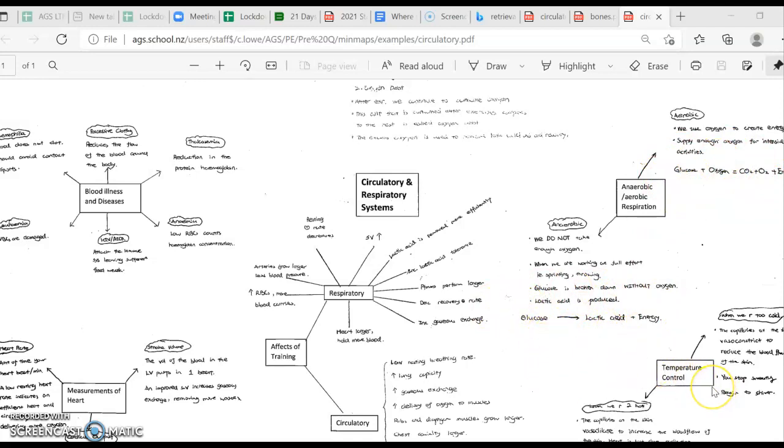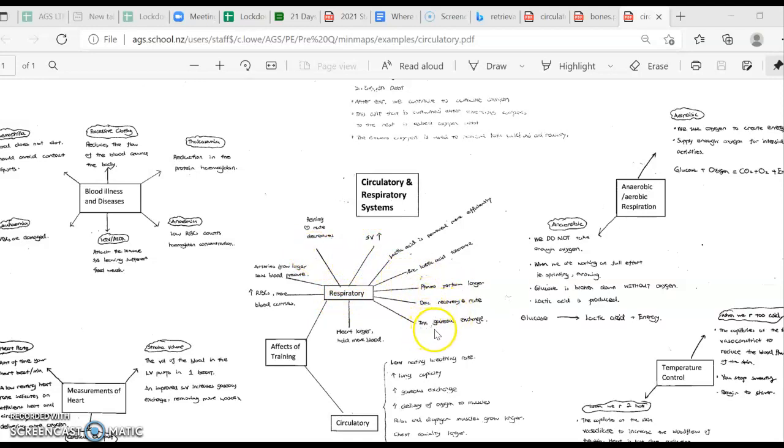Temperature control, how does the body control when it's too hot? Vasodilate, and how do you do that? Radiation, sweating, vasodilated capillaries around the skin, and so on. Here we go, what happens to the respiratory system with the immediate exercise? So what happens straight away? Increased stroke volume.